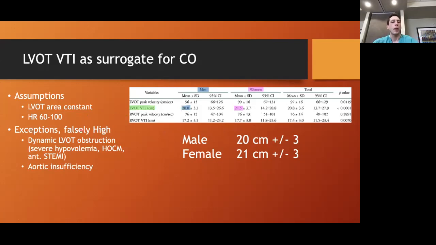There are also exceptions to this VTI rule as a surrogate because the VTI can be falsely high in a couple of scenarios, such as with dynamic LVOT obstruction from severe hypovolemia, HOCM, or an acute anterior STEMI. And if you have aortic insufficiency, your cardiac output may appear elevated based on your VTI, but remember that aortic regurg is not being subtracted from that measurement, so your overall cardiac output may actually be quite low.